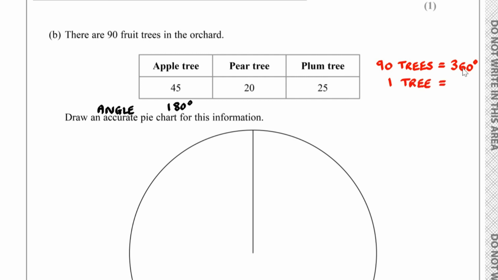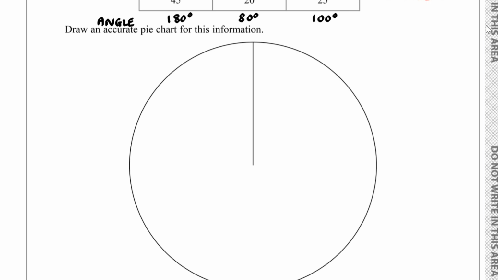One tree will equal 90, 360 divided by 90, which is 4. So for one tree, we've got 4 degrees. So timesing that by 20, we get 80 degrees for pear, and for plum, we've got 25 times 4, which is 100 degrees. So now let's draw our pie chart.